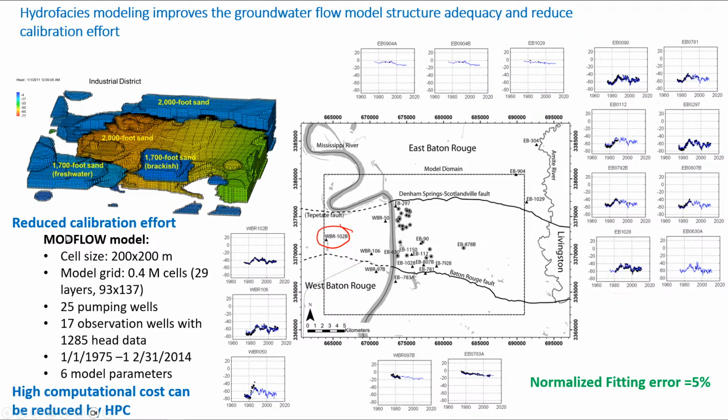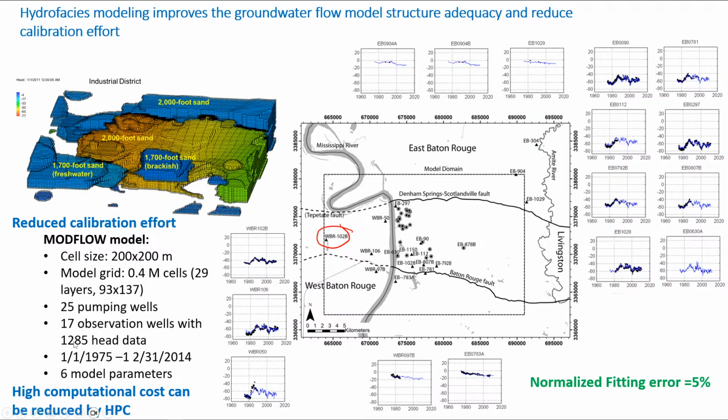So this MODFLOW model, each of these cells that you see here is 200 by 200 meters. The model grid has 0.4 million cells. It has 29 layers, and each layer is 93 cells by 178 cells. There are 25 pumping wells. There are 17 observation wells. If you count these, 1, 2, 3, 4, 5, these are 17 observation wells.